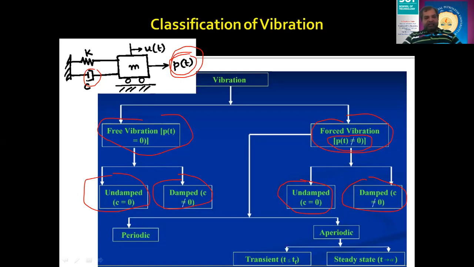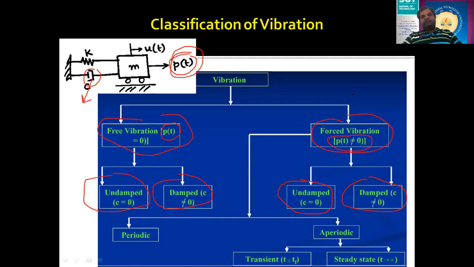Similarly, if I'm not considering the value of C, I'm assuming that the damping is 0, there is no loss of energy, then C is equal to 0 I can take. And if I have the combination of P of T equal to 0, then I can say the particular system is vibrating in undamped free vibration mode.